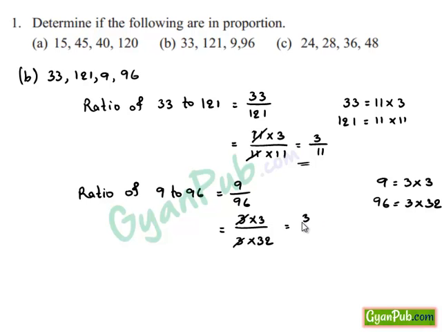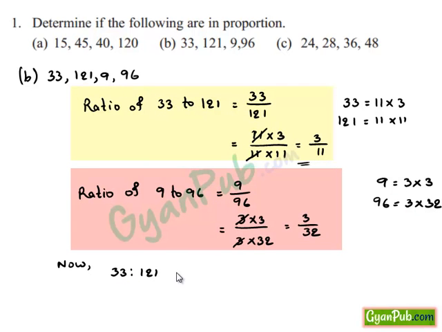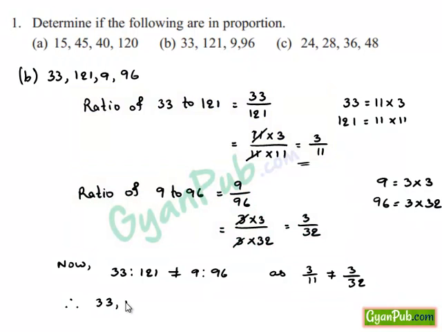as 3 upon 32. Now from the above ratios we can observe that 33 is to 121 is not equal to 9 is to 96, as 3 upon 11 is not equal to 3 upon 32. Therefore 33, 121, 9, 96 are not in proportion.